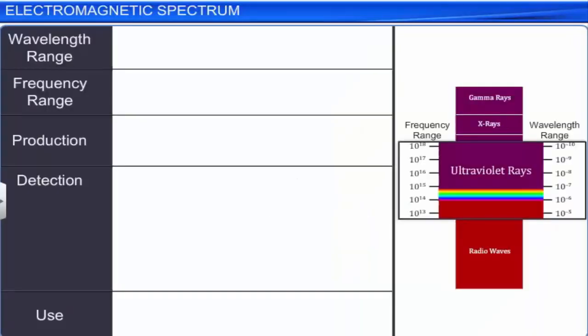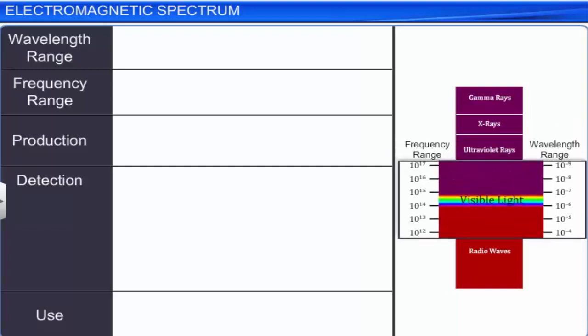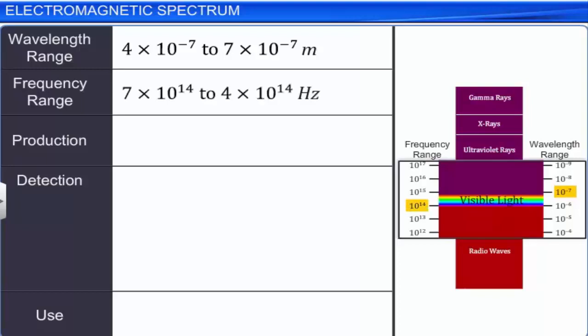Now, let us discuss the most familiar form of electromagnetic waves. That is, visible light. Wavelength of visible light is in the range of 4 into 10 power minus 7 meters to 7 into 10 power minus 7 meters. The frequency of visible light is in the range of 7 into 10 power 14 hertz to 4 into 10 power 14 hertz.